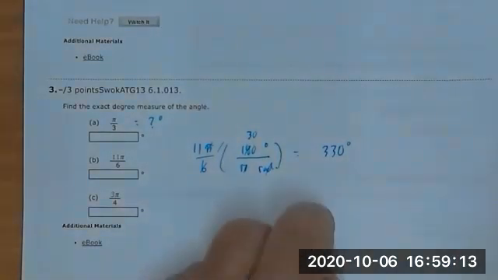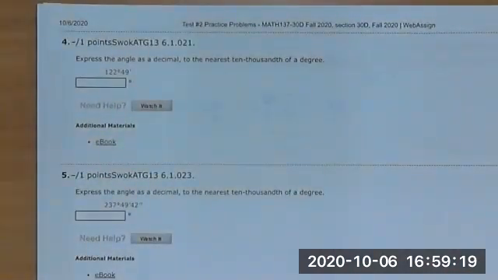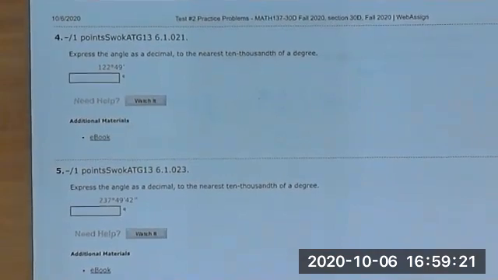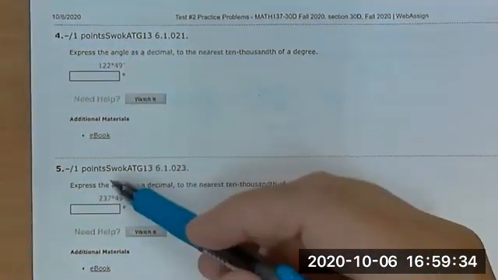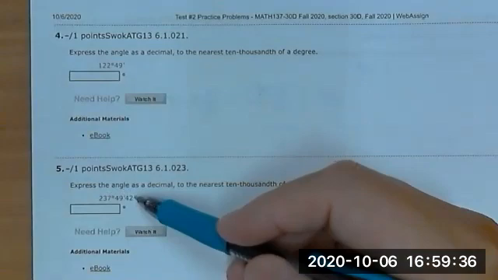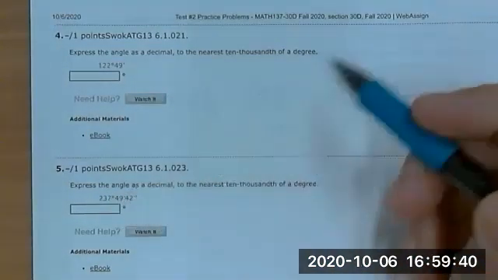All right. Problem number 4. Express the angle as a decimal to the nearest 10,000th. So actually 4 and 5 are the same. 4 just has degrees and minutes. 5 has degrees, minutes, and seconds. So let's do number 5. It's more work, but it has minutes and seconds.